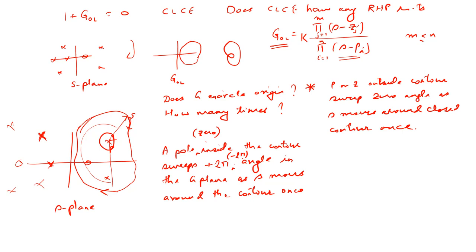Minus 2 pi means in the G plane, if there is a zero that is inside the contour, then as S moves along the closed contour, G would move along a closed contour. That closed contour will encircle the origin once if there is one zero inside the contour in the S plane. If there are two zeros, you encircle the origin twice. So let us say you're starting from here, going along the closed contour. One encirclement would be, for example, this. There could be two encirclements.